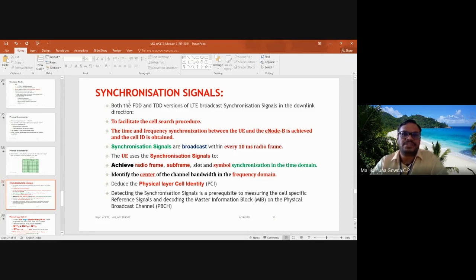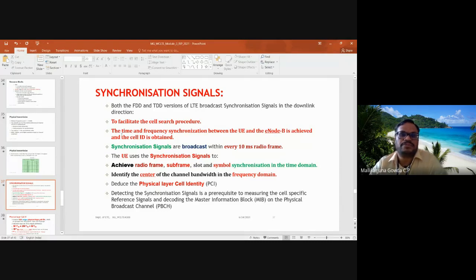So these synchronization signals are used to facilitate the cell search procedure. We'll discuss it maybe in the upcoming slides. Cell search procedure means what? When you make a call, it has to find out, so many cells will be there, right? So in which cell is that particular called party staying? That is what the cell search procedure is. The synchronization signals will be able to facilitate that.